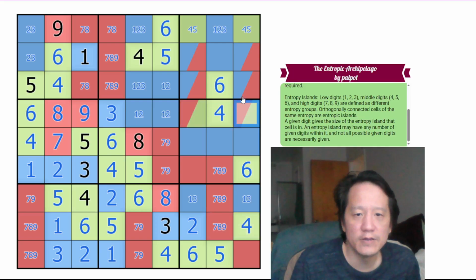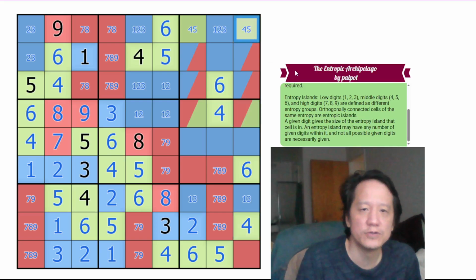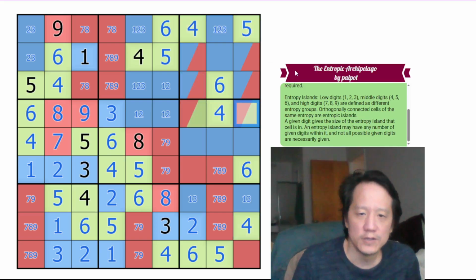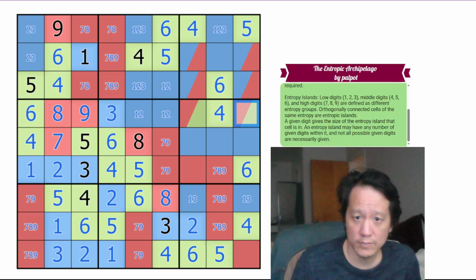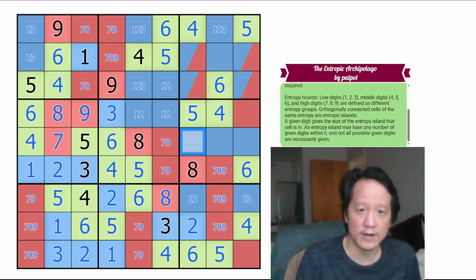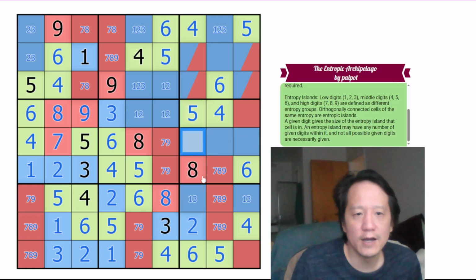This 4 eliminates 4 here. So this is 5, which makes this 4. This can't be middle because we have 3 middles in the column. So that has to be high. That means this has to be middle here. So this is a 5.